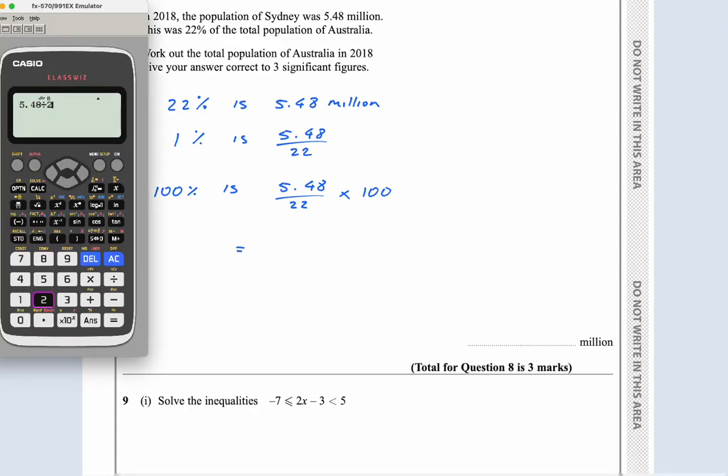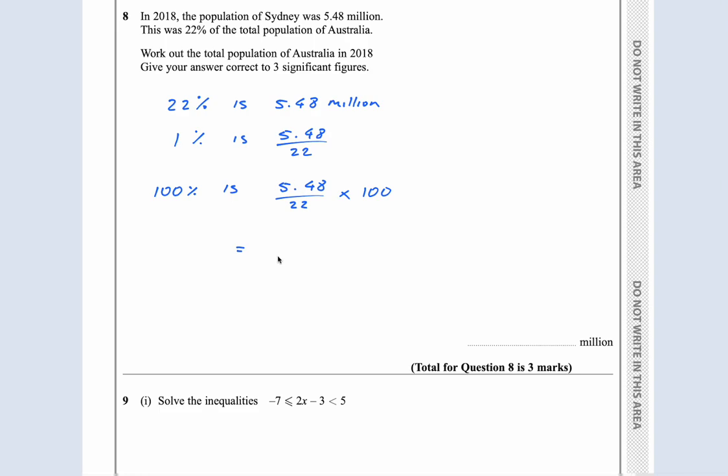5.48 divided by 22 times 100 is 24.909, and he wants 3 significant figures. 24.909, which is to 3 significant figures 24.9, and it gives you million here.